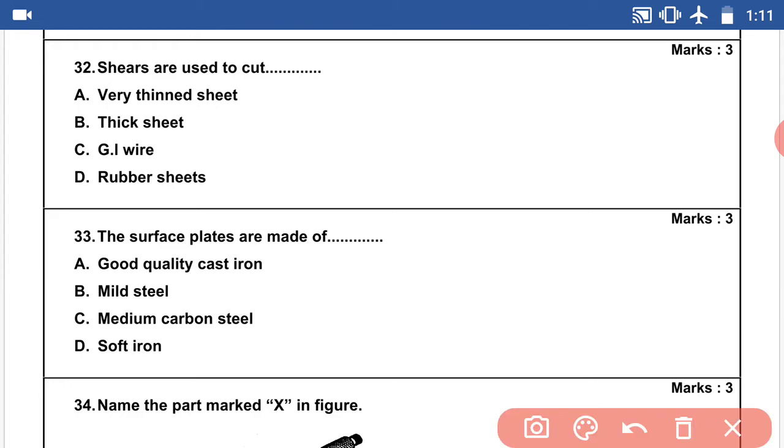Question number 32. Shears are used to cut dash. This question's answer is a very thin sheet. Cut the very thin sheet. Question number 33. The surface plate is made of dash. Surface plate is made of good quality cast iron. Option A is the correct answer.